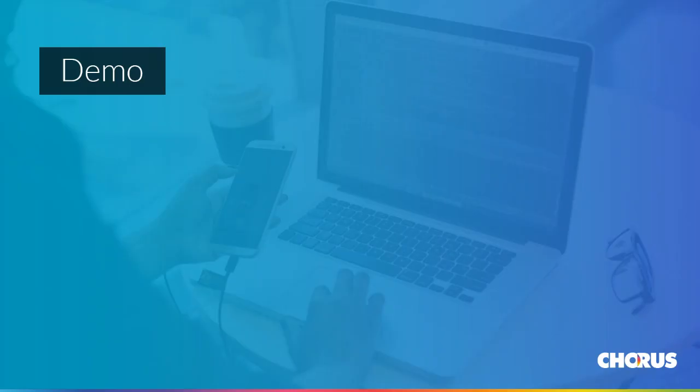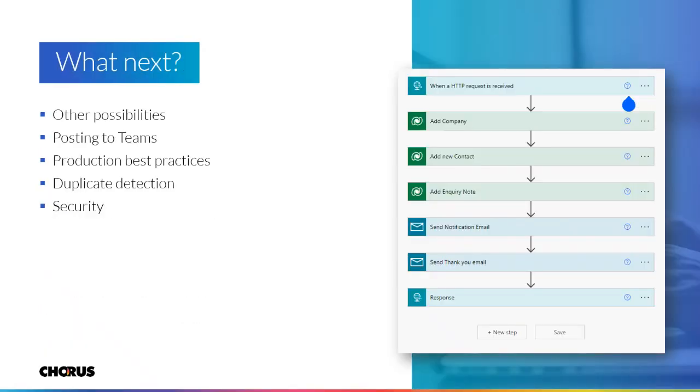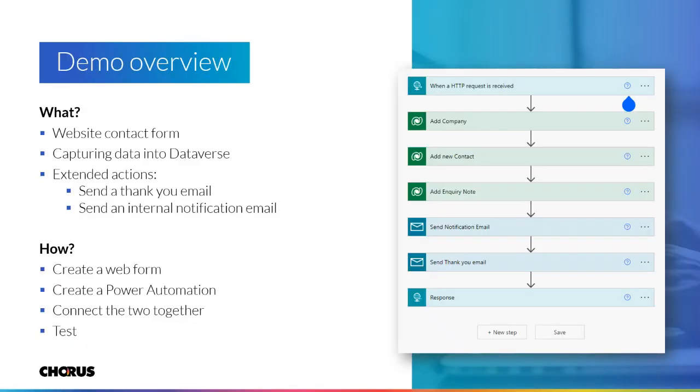Okay, so we're going to do a little bit of a demo, or I'm going to do a bit of a demo. And what we're going to do is stitch together the example, a website contact form. I'm actually going to use bubble.io for this, an easy way to drag and drop. And we're going to show how easy it is to create a Power Automation that will receive information in, work with that information, and then push it into the Dataverse. And then we're going to build on that and maybe put in sending a thank you email and/or an internal notification. And we'll just see what those parts are.